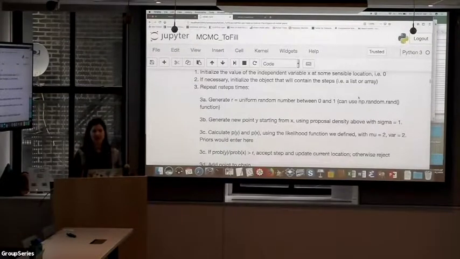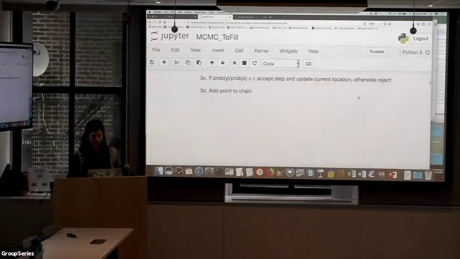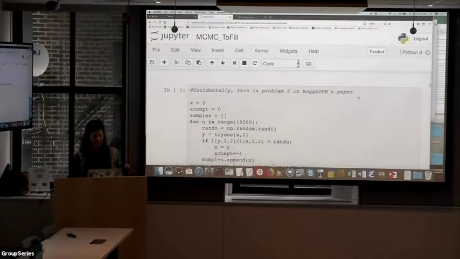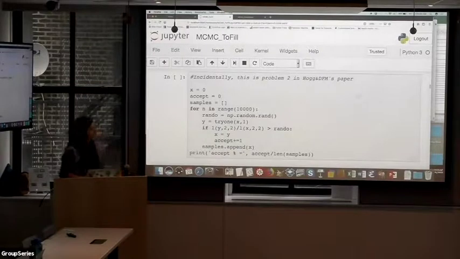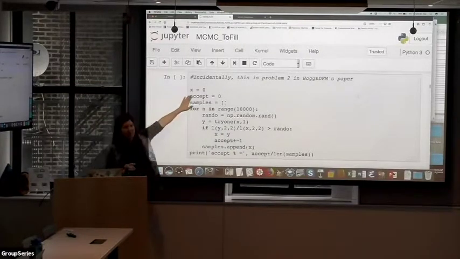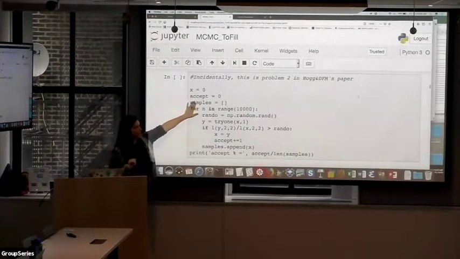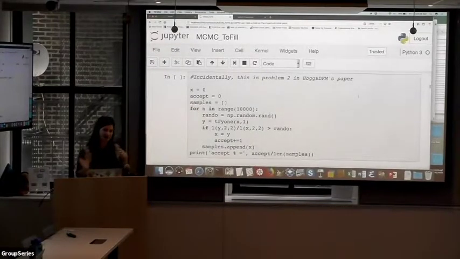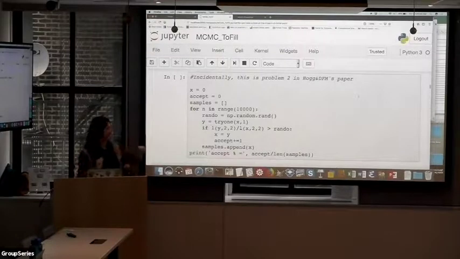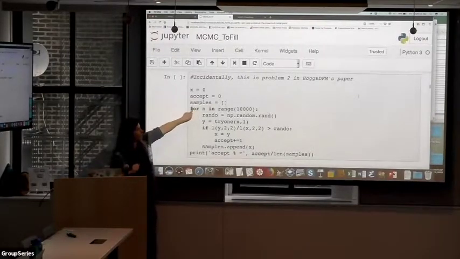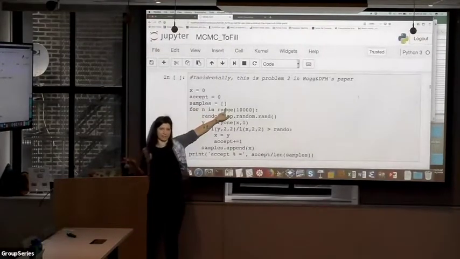Right, yeah, guys, I'm gonna show you what I have, and of course, this is not the only way to implement this. So this is my initialization. I'm saying, okay, initial point is 0. Accept equals 0, because I want to track the acceptance rate. This doesn't matter now, but it will. And this is just a list that will contain my samples.